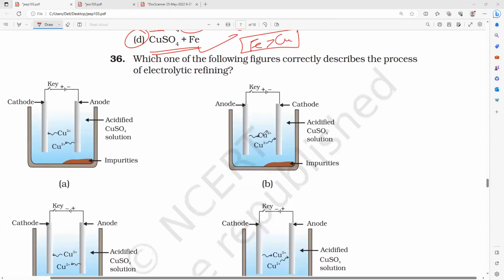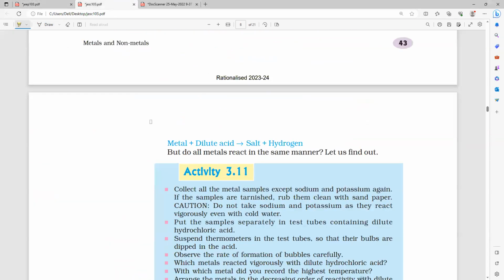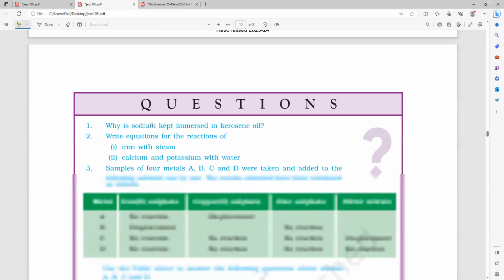Next. This is one of the most important questions. Which of the following figures correctly describes the process of electrolytic refining? Check it, everybody. The picture has to be there in our mind.